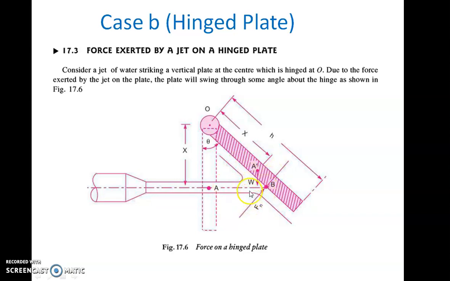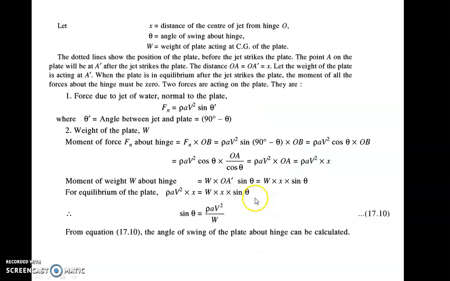Fx can be resolved along Fn. So Fn is nothing but Fx into cosine of this angle. This angle is again theta, so this angle will also be theta. Hence Fn will be nothing but Fx cos theta. Fx is nothing but your rho a v square. So Fn ultimately, from the diagram, is Fx cos theta, so it is rho a v square cos theta.